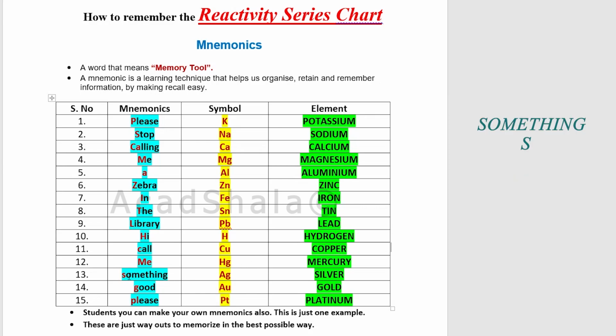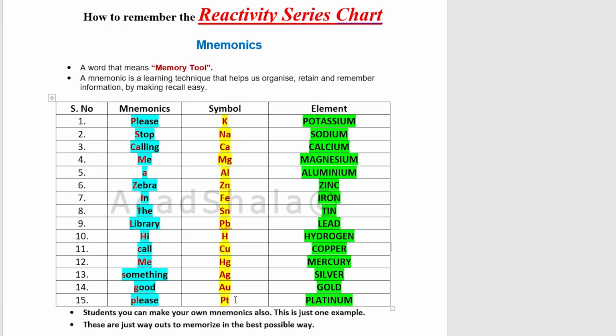Something, S stands for silver and the symbol is Ag. Good, that is G, stands for gold and the symbol is Au. And the last, please, Pl stands for platinum and the symbol is Pt. That makes my reactivity series chart ready to solve the questions on displacement reaction.